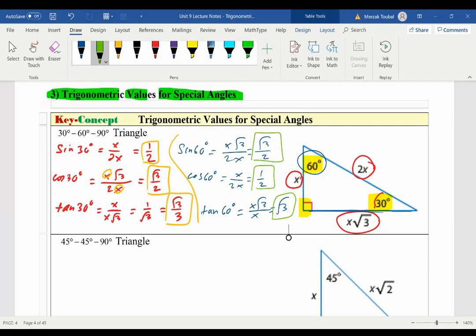Notice that we didn't talk about secant, cosecant, and cotangent, but they are simply the reciprocals of sine, cosine, and tangent.